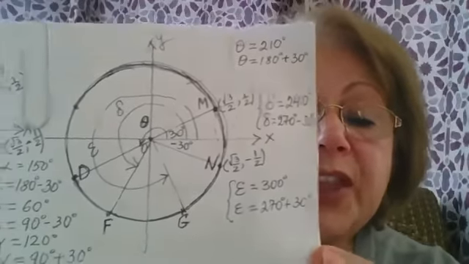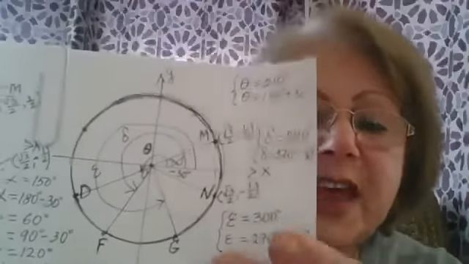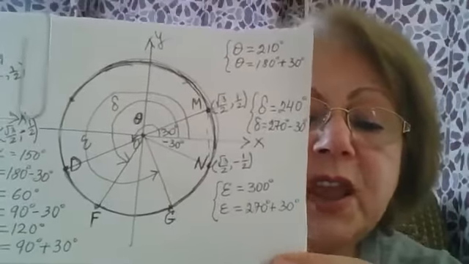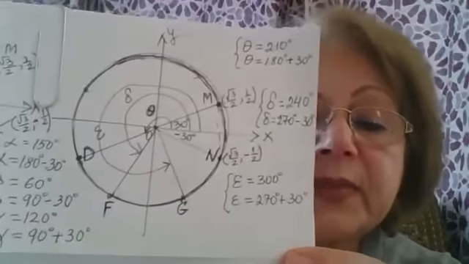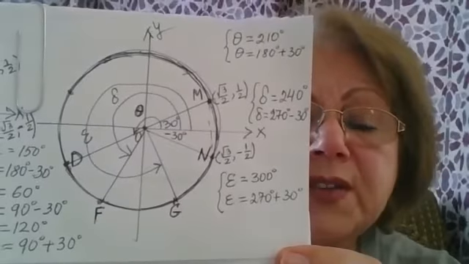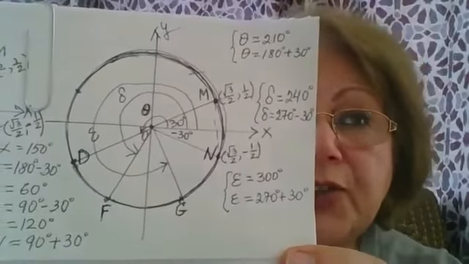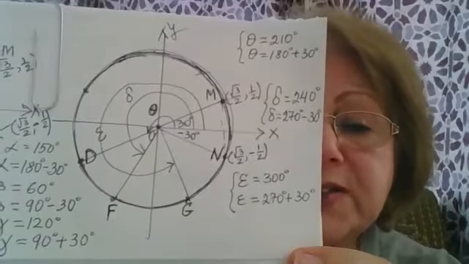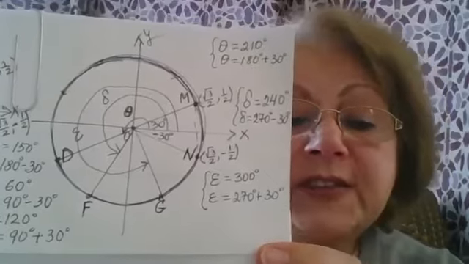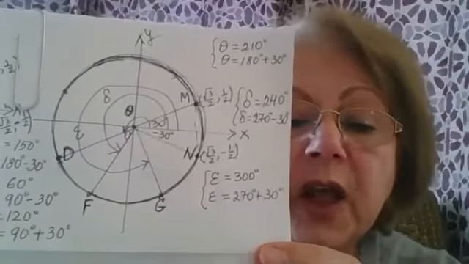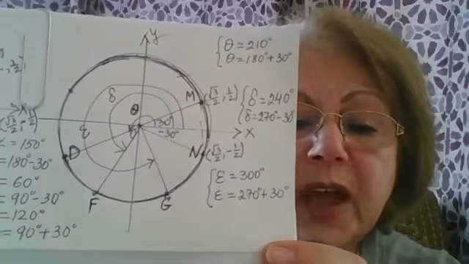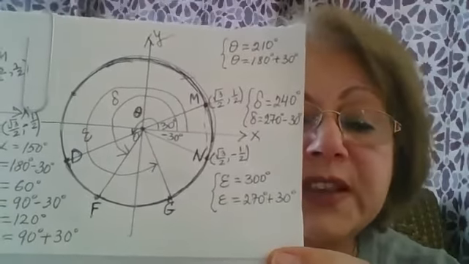Yes. And the last letter is epsilon. This is epsilon. It is 300 degrees. I did not show 330 degrees because it will coincide with N. Because 330 degrees or negative 30 degrees have the same terminal side and the same endpoint N. But epsilon is 300 degrees. And again, if we are using 30 degrees as a reference angle, it will be 270 degrees plus 30 degrees.